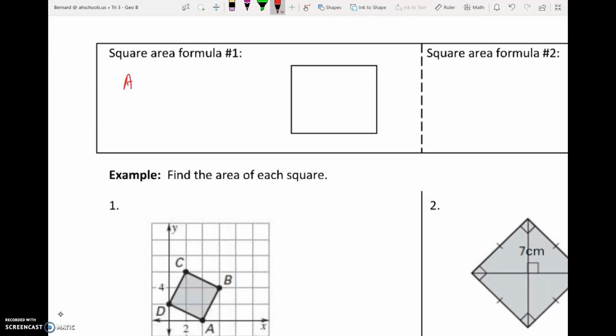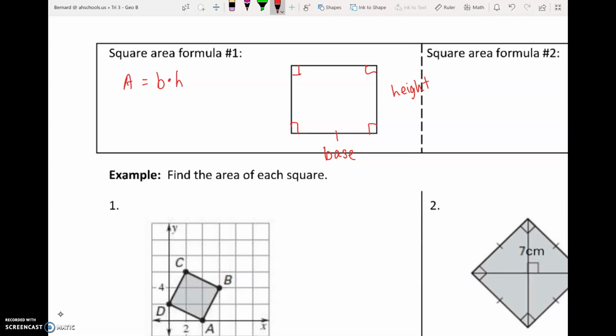And so at its core, the area can just be base times height, right? Base and height. And the reason we can put the height just right on here is, remember, a square has 4 90-degree angles. So base and height always create a 90-degree angle with each other. But by definition, that's how it works with a square, right? And so just bottom times the top.